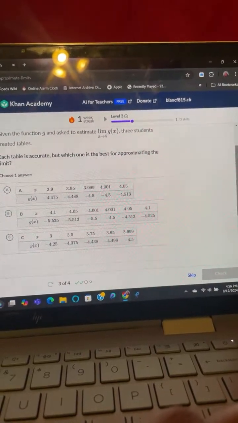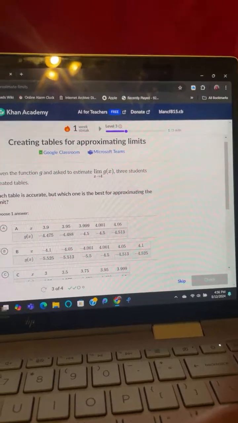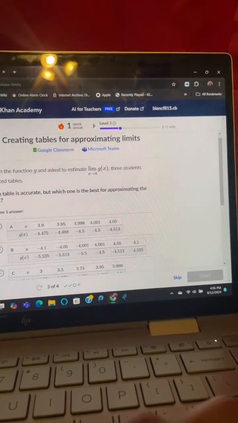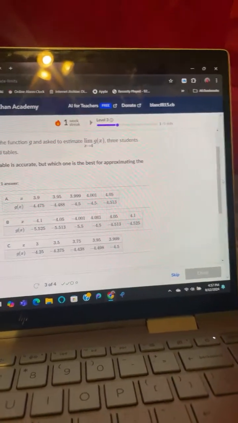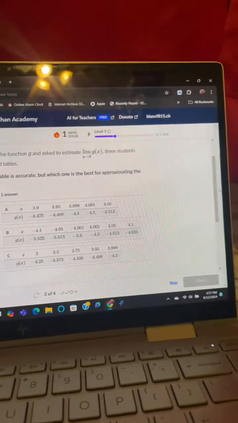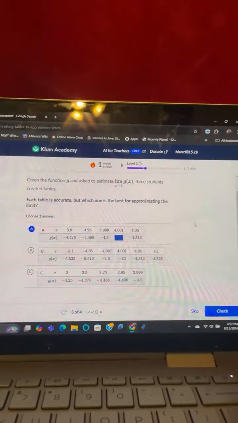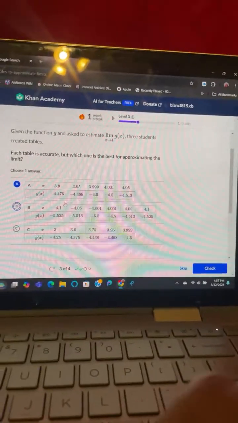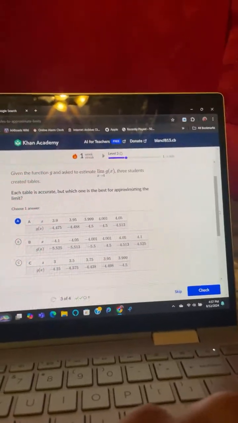Three out of 4. Given the function g, we're asked to estimate the limit. Which is the best for approximating? I think this one. This one only approximates from one location, and this one from the other, but not both. This one approximates from both.